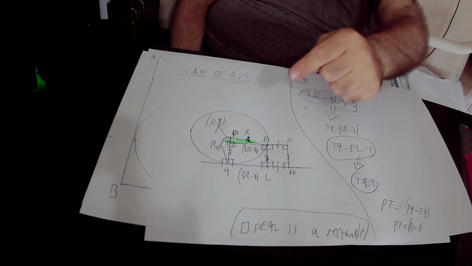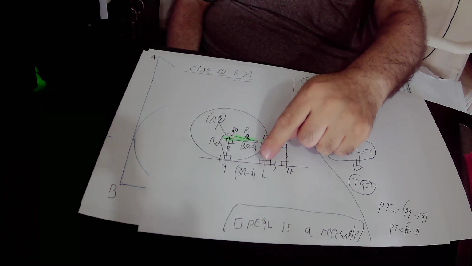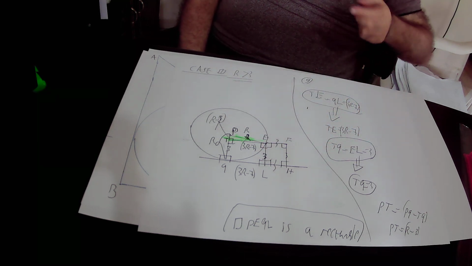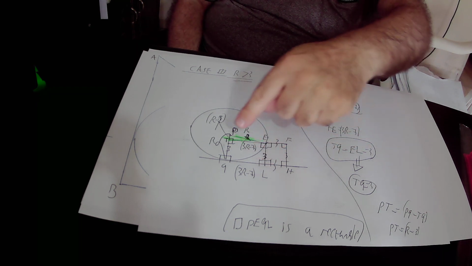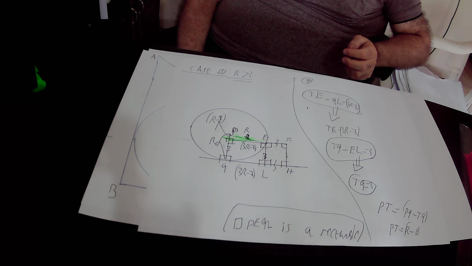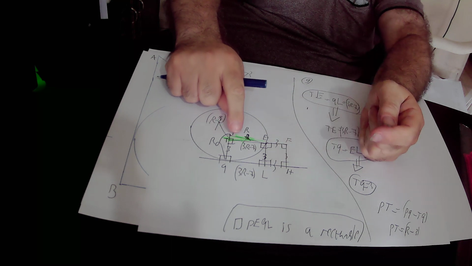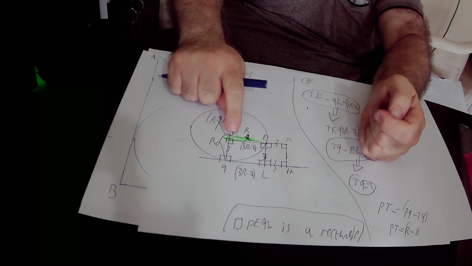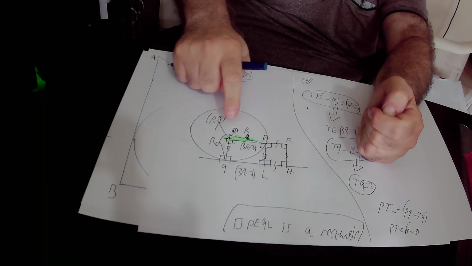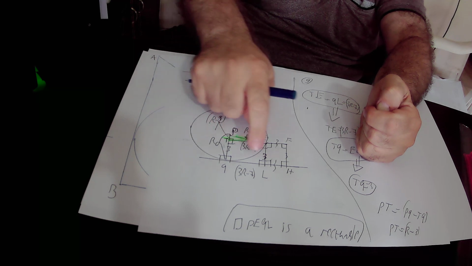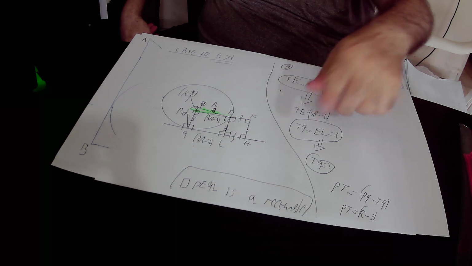In this way, we created quadrilateral PEQL that has 1, 2, 3 right angles. Those two angles are equal to 90 degrees according to what we have already found out. This angle equals 90 degrees according to our construction. So we have 3 right angles, therefore the fourth angle must also be equal to 90 degrees. Therefore quadrilateral PEQL is a rectangle.